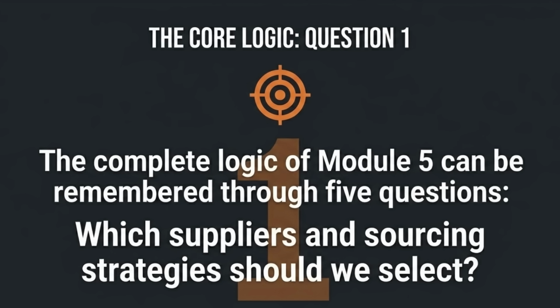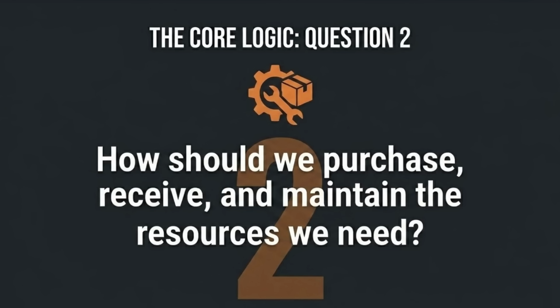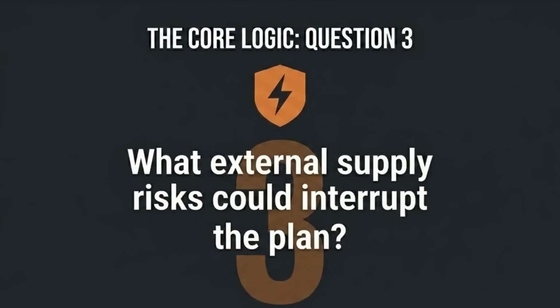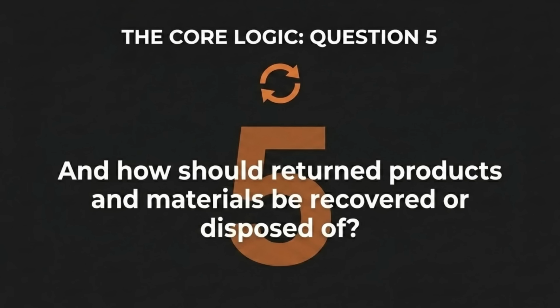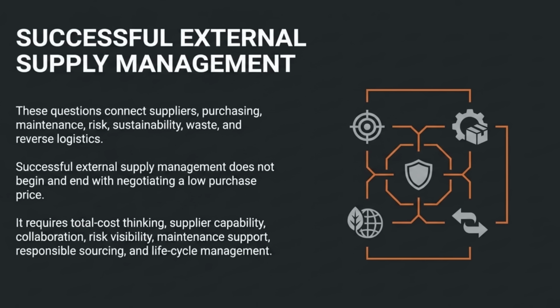Which suppliers and sourcing strategies should we select? How should we purchase, receive, and maintain the resources we need? What external supply risks could interrupt the plan? How can our sourcing decisions support long-term sustainability? And how should returned products and materials be recovered or disposed of? These questions connect suppliers, purchasing, maintenance, risk, sustainability, waste, and reverse logistics.